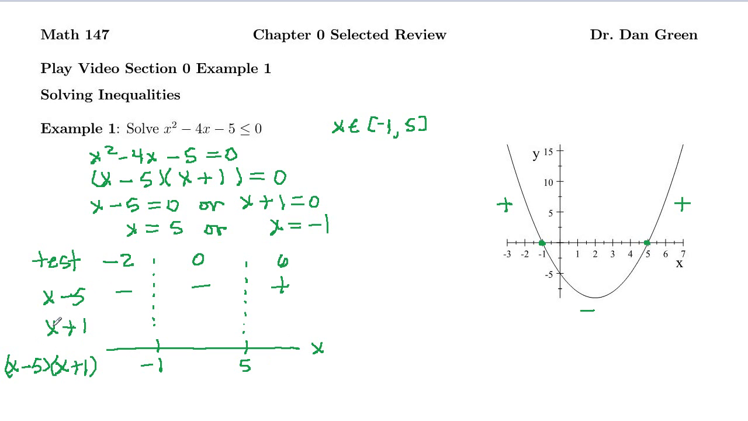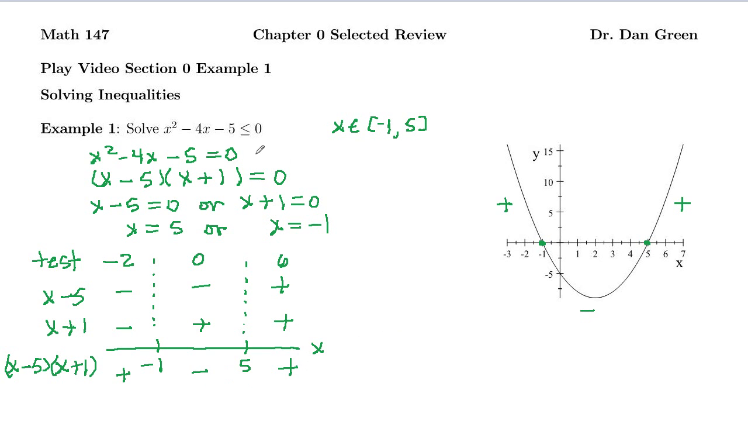Do the same thing for x plus 1. So -2 in here, -2 plus 1, that's negative. Plug a 0 in there, 0 plus 1, positive. And take a 6 and plug in for x. 6 plus 1 is 7, positive. So down below, we're looking at the sign of the product. So negative times negative, positive. Negative times positive, negative. And positive times positive is positive.